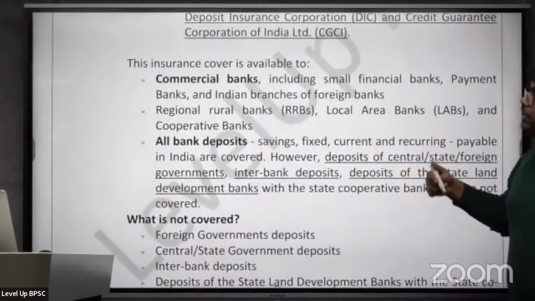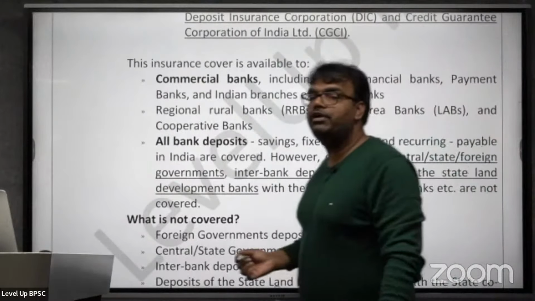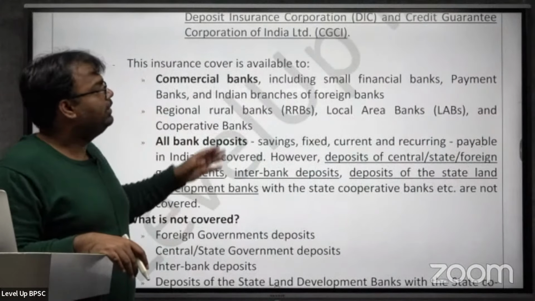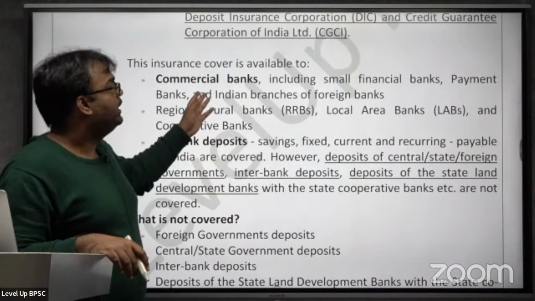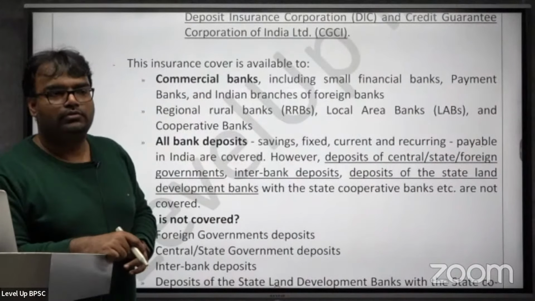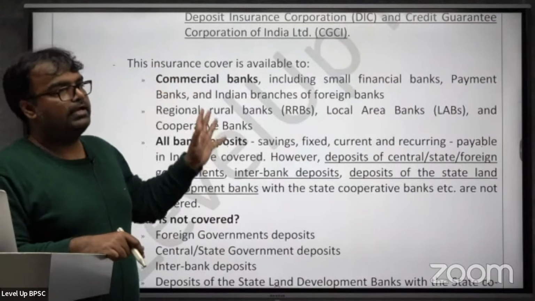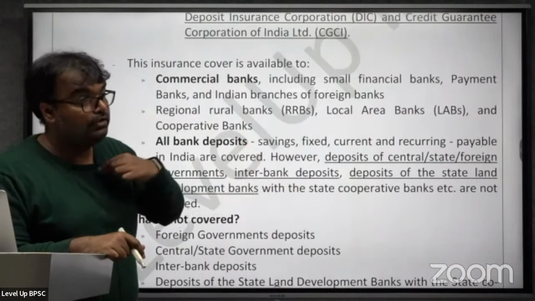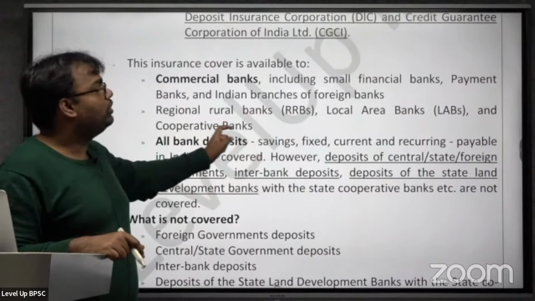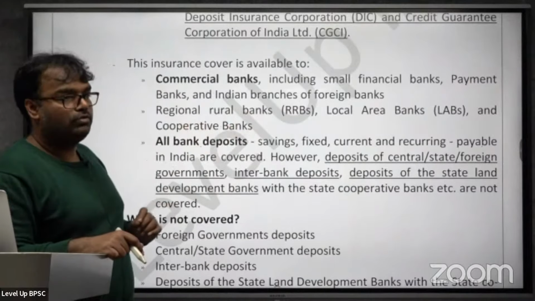Now, this insurance cover is available to whom? It's available to commercial banks, including small finance banks, payment banks, and Indian branches of foreign banks. So the Indian branches of US banks, even there, if you deposit money, you are protected. Regional rural banks, local area banks, cooperative banks are also protected.